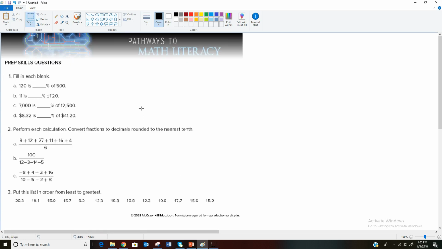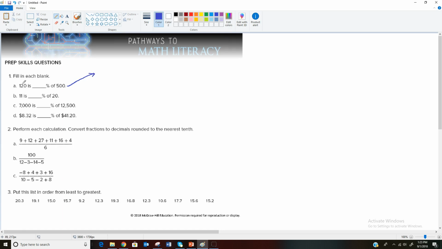So now all we have left for the prep skills is just to complete the prep skills questions. So on this first one, they have these worded a little different. With the ones that we were doing as they were explaining how to do them to us, they had this already written as a fraction. Here we have an additional little step where we need to kind of write that as a fraction.